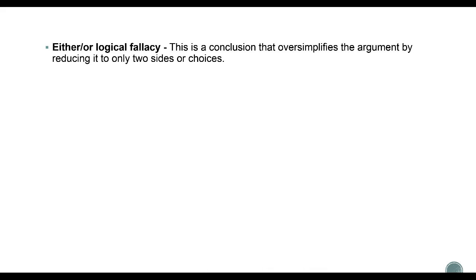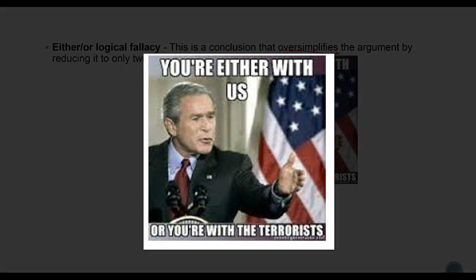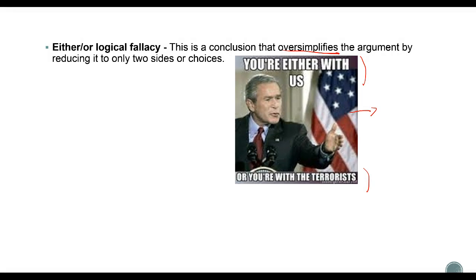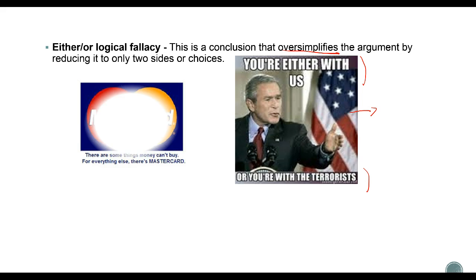And then finally is the either-or logical fallacy. So this is a conclusion that oversimplifies an argument by reducing it to only two sides or two choices. Here's a great example of one from George Bush. Either you're with us or you're with the terrorists. Good example of either or. There's no middle ground here, right? He's saying either you're an American, you're with us, or you're a terrorist, right? So whenever an author says there's only two possibilities, it's usually over-reductive. And that's the either-or logical fallacy.